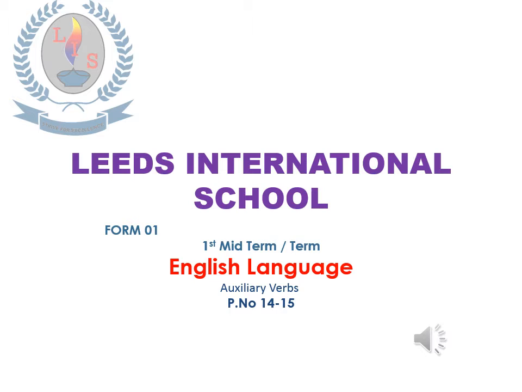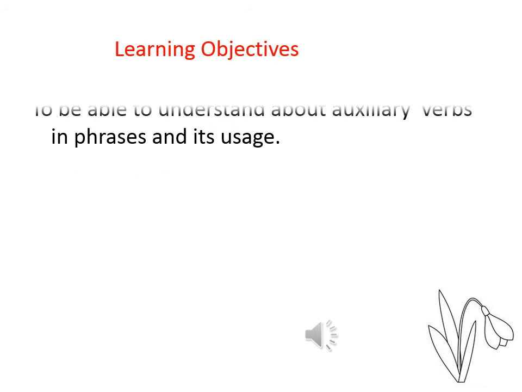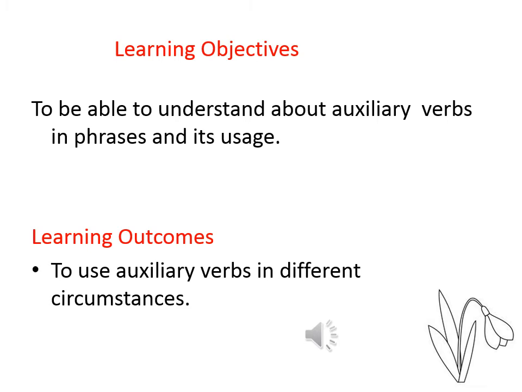English language, Form 1 on auxiliary verbs, pages 14 to 15. Let's have a look at the learning objectives: to be able to understand auxiliary verbs in phrases and their usage. And for the learning outcomes, to use auxiliary verbs in different circumstances.